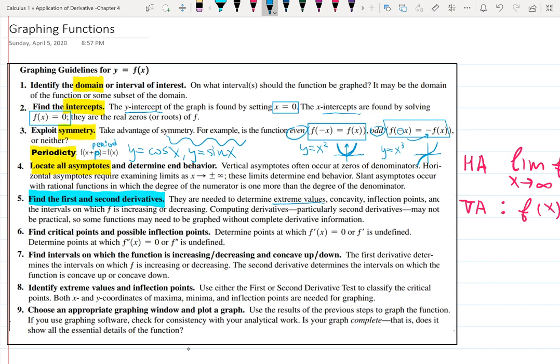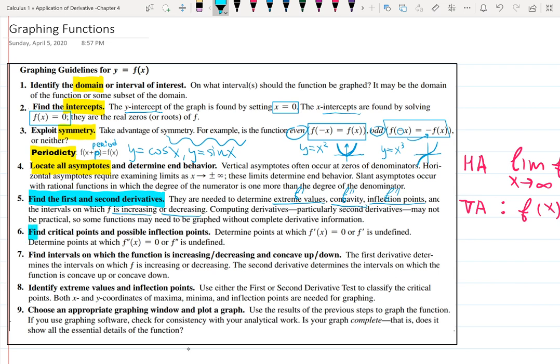That's from the first derivative or second derivative test. Concavity comes from the second derivative. So first derivative, second derivative: points of inflection, second derivative; intervals on which f is increasing, decreasing, that's first derivative. And it's sometimes not practical to compute the second derivative, so some functions might need to be graphed without completing this step.